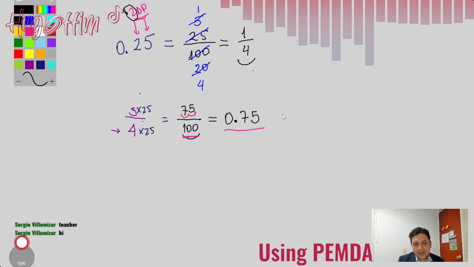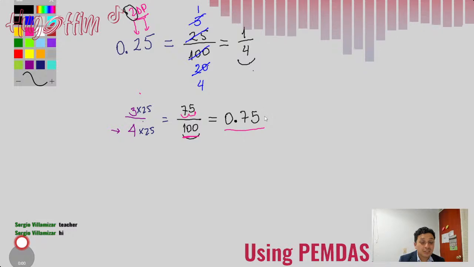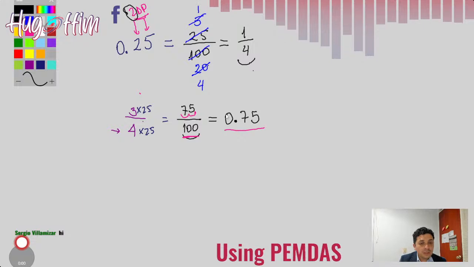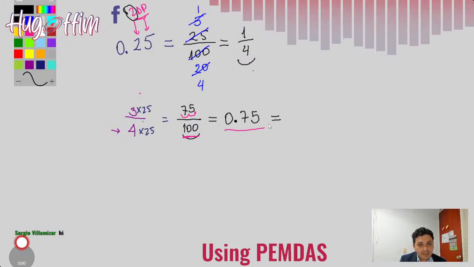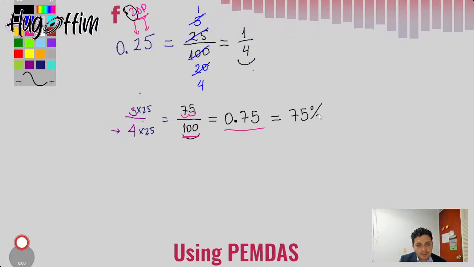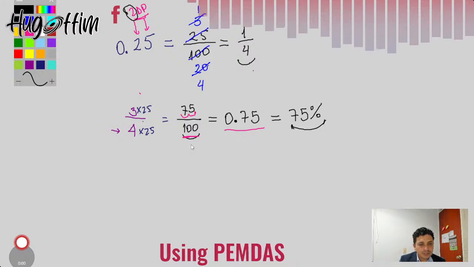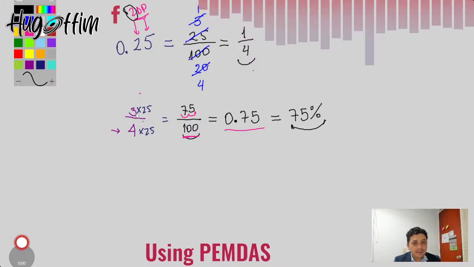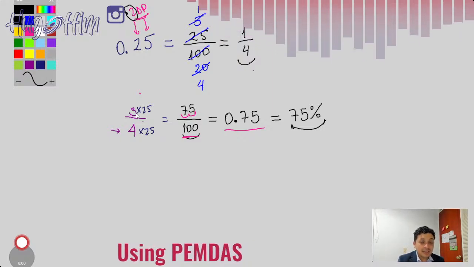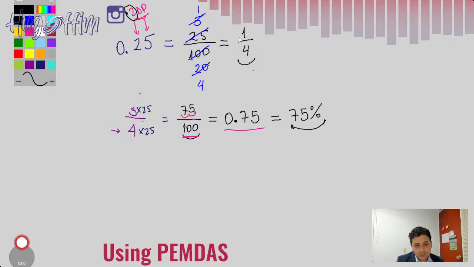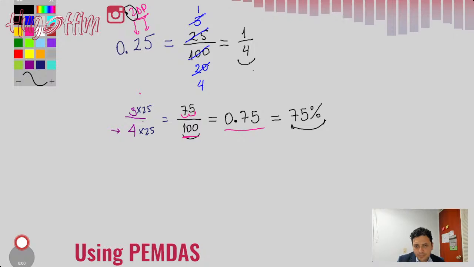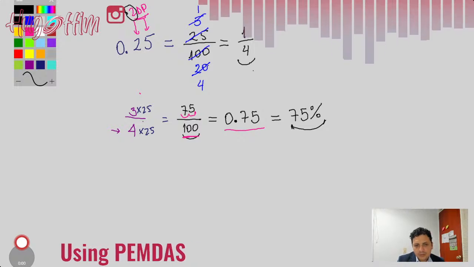Or, oh, I want it as a percent. So remember that a percent is just a fraction over 100. So in this case it will be 75 over 100, or multiply 0.75 by 100. You multiply 0.75 by 100, it's going to give you 75%. So this is the percent. Okay, just ideas that you can use if you want to work with PEMDAS using decimals and fractions. This is the main idea.